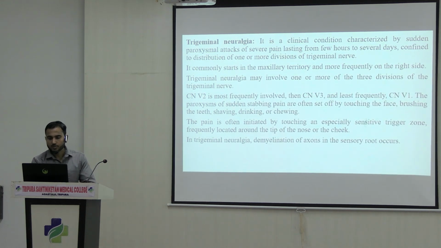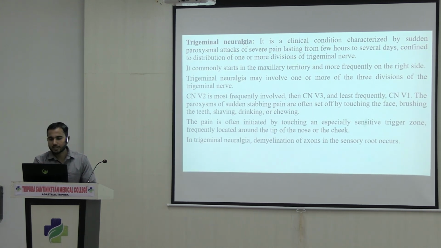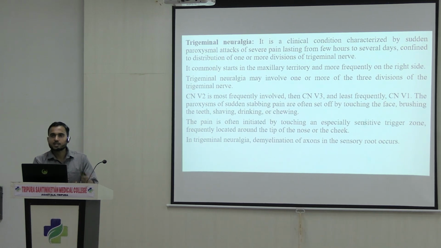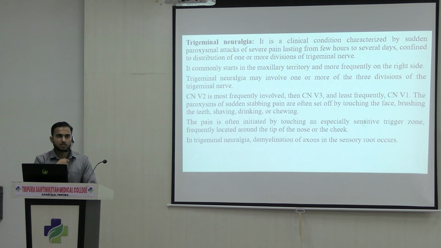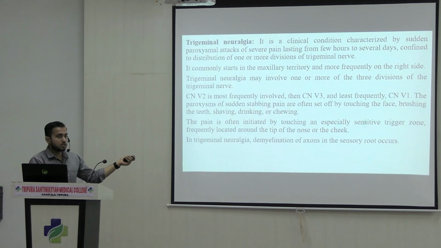Now, what happens in this? The sudden stabbing pain is often set off by touching the face, where this particular nerve is supplied. This pain occurs after a triggering effect. That triggering effect may be due to brushing the teeth, as you can see, then shaving, drinking or chewing.